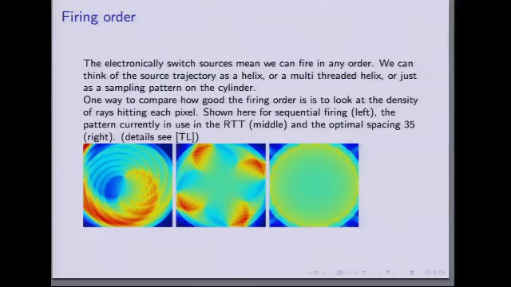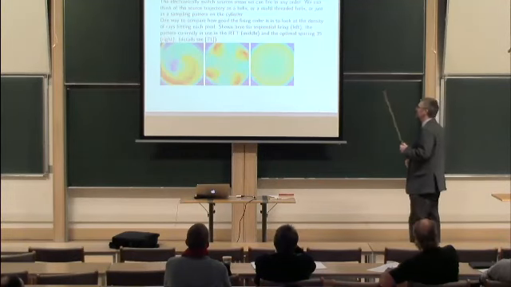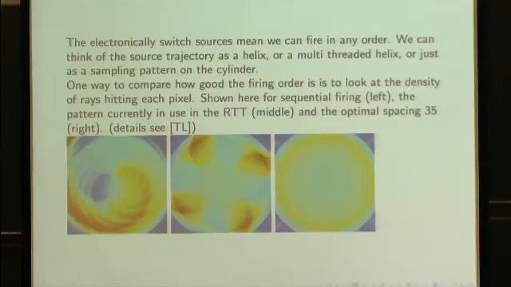So I'm going to say a little bit about firing order, because I mentioned that the sequential order, which emulates the standard rotating hospital CT system, isn't necessarily most sensible. And so we were looking at criteria for what would be a good source firing order. There are at least two different ways to look at this. When we were thinking a multi-threaded helix might be good, in fact, typically they use something like a 3-threaded helix naturally anyway. They thought that was a good idea.